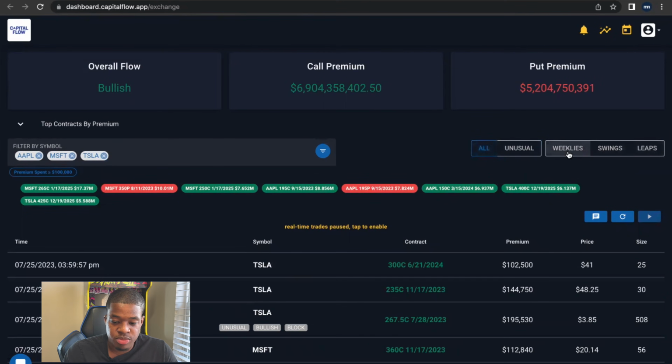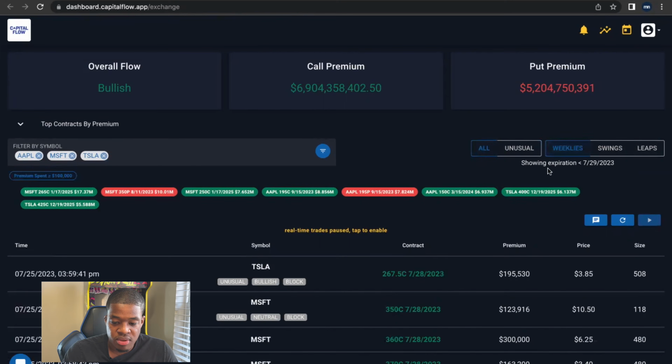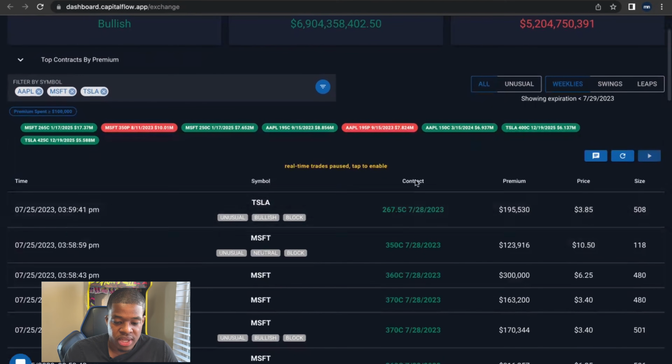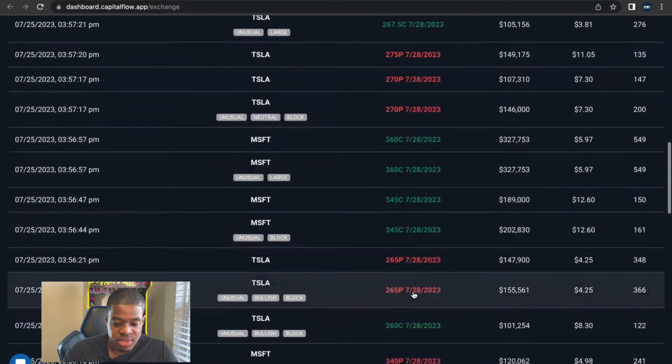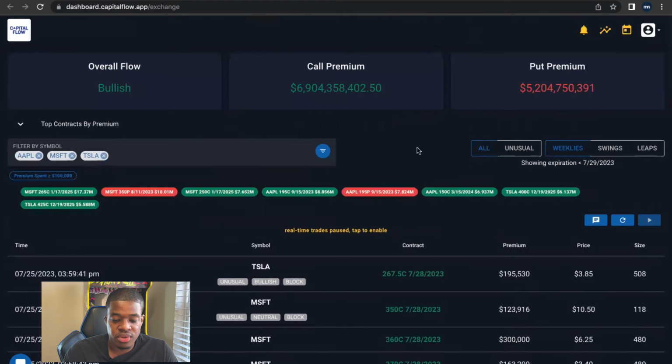Now we have some expiration filters. First off, we have weeklies. Now it's going to show you all those trades that expire within the same week, right? So now all these option contracts are same week expirations. They all say 7/28. If you're a day trader, that's the filter that you want to be using. You really only want to look at those weeklies, maybe next week, but you definitely don't care about options that expire 2 years from now if you're only looking to day trade them.